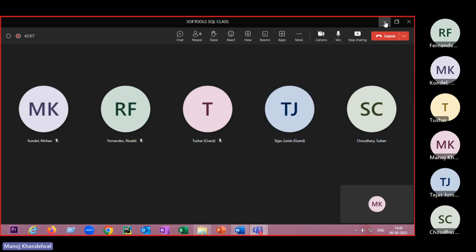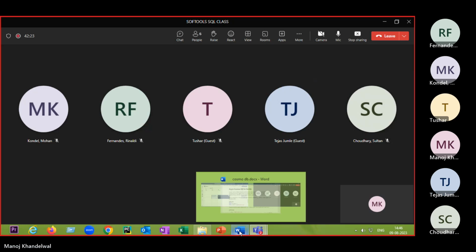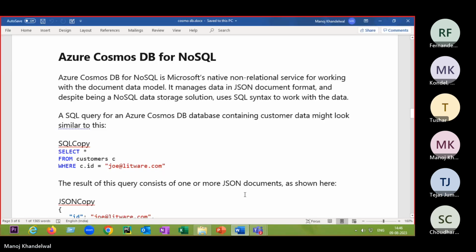Yeah, JavaScript Object Notation. It's a very commonly used format. So a SQL query for the JSON documents works like this. Okay, it is of this form actually.